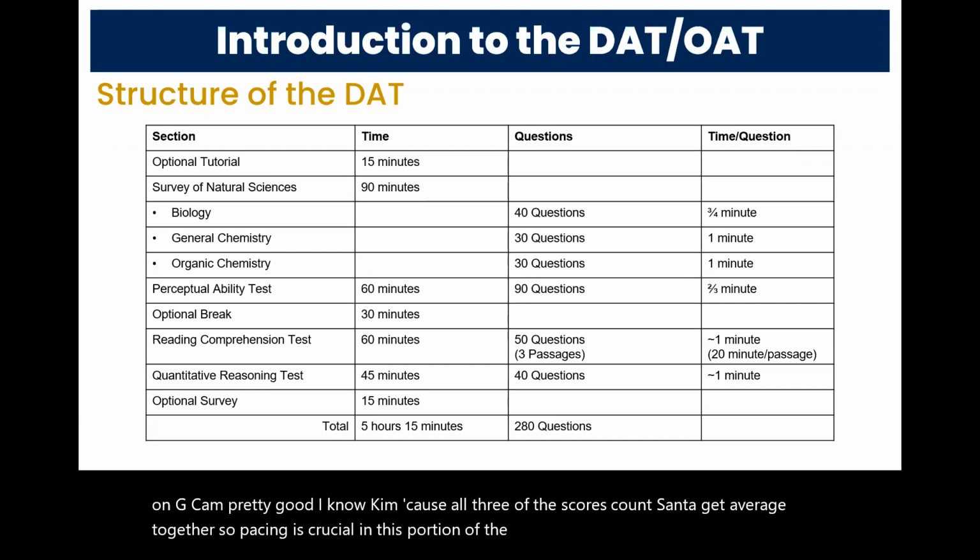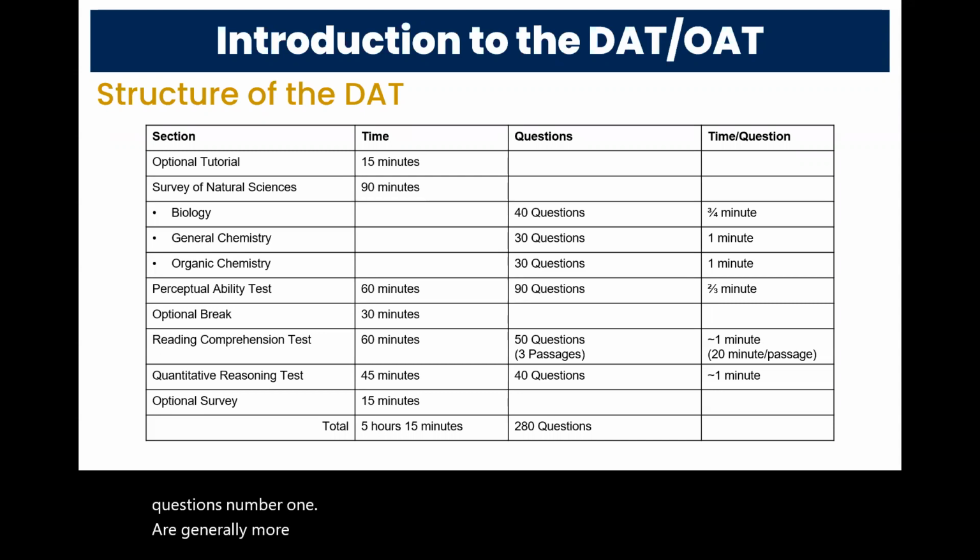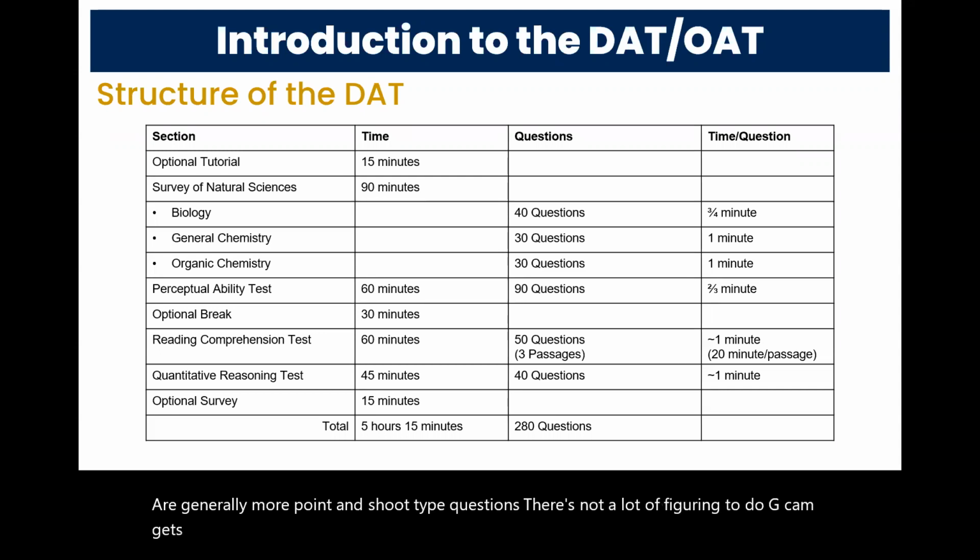You really should be going faster on the 40 bio questions than on the GChem and the OChem, mostly because the bio questions, number 1, are generally more point and shoot type questions. There's not a lot of figuring to do. GChem gets more figure heavy, and OChem, some of the questions there are organic synthesis questions and can take a good long time.